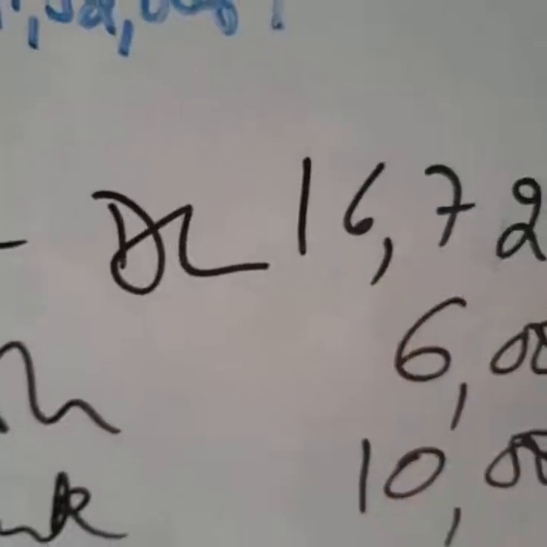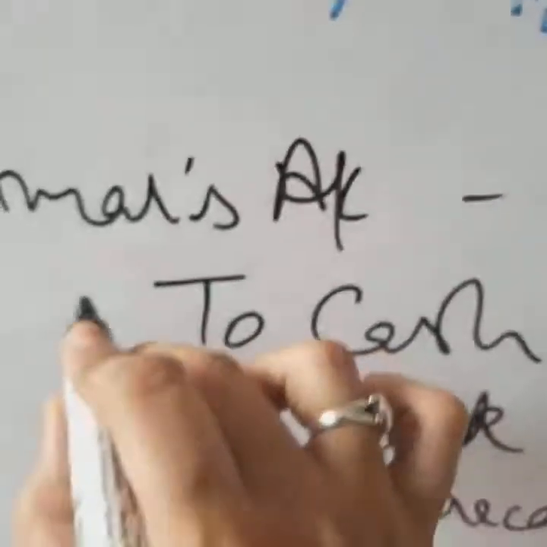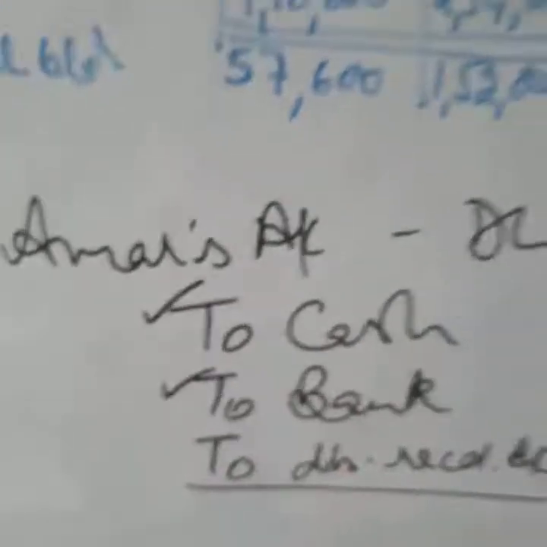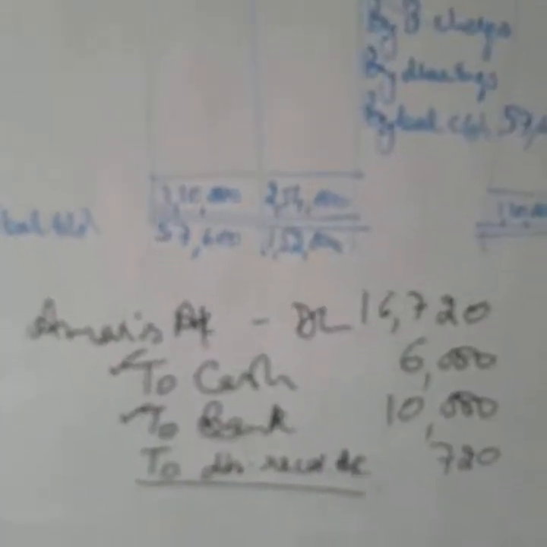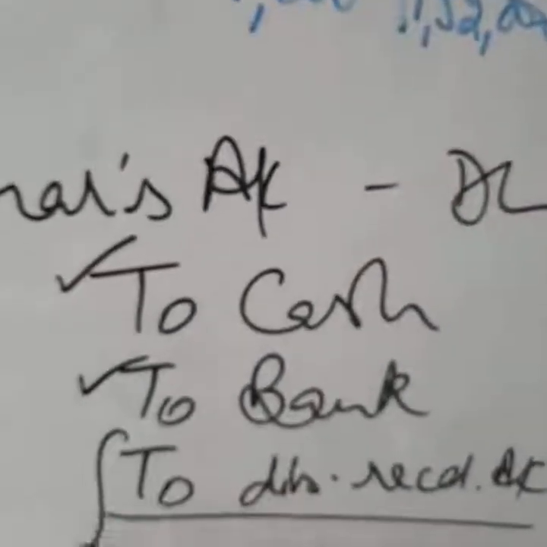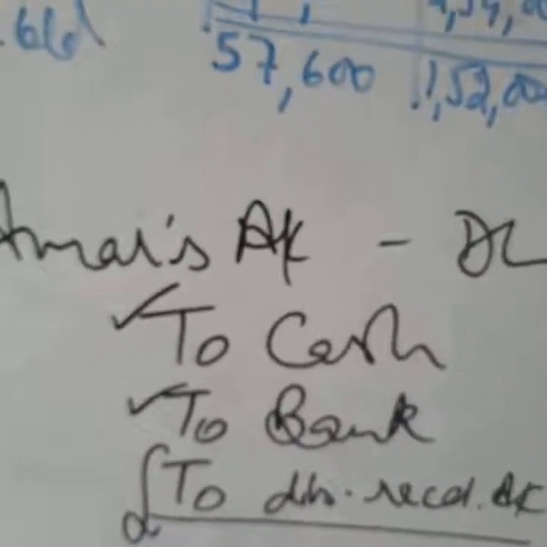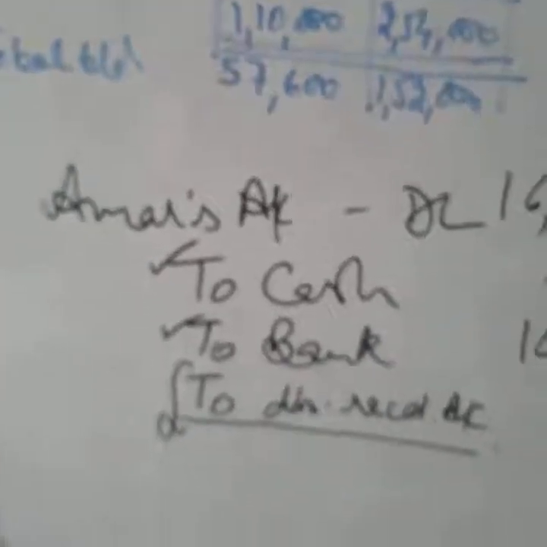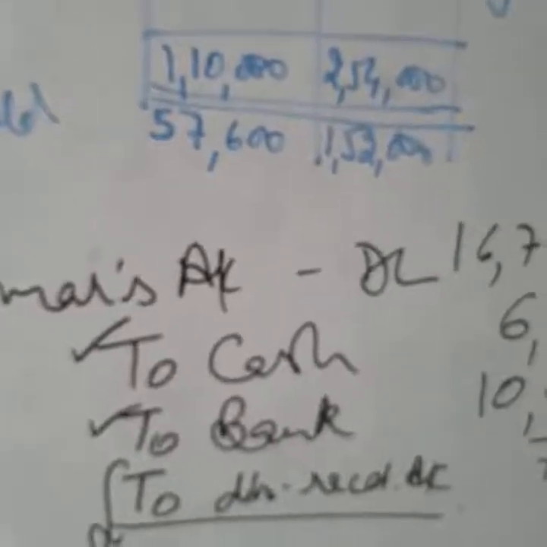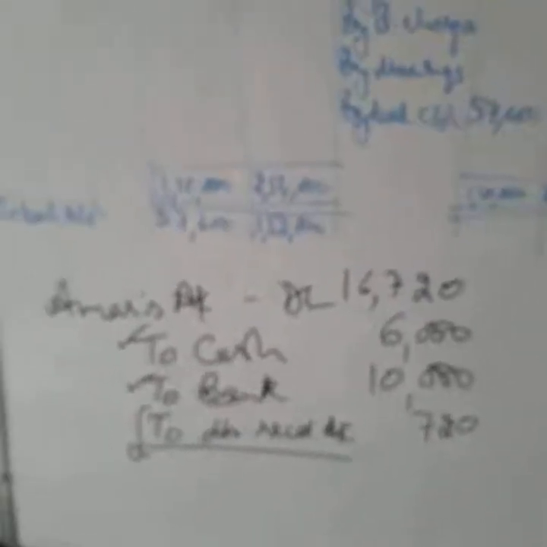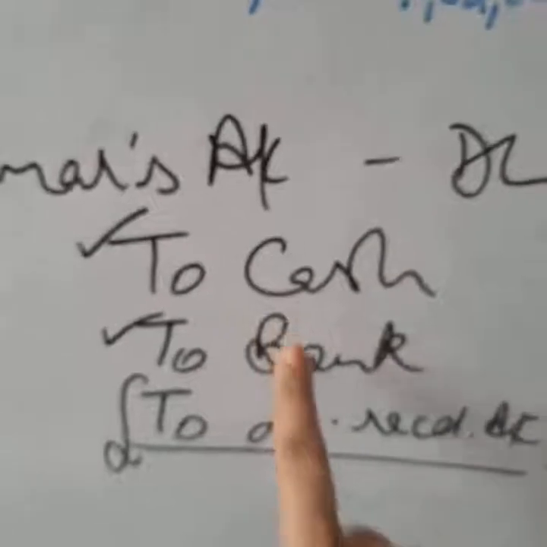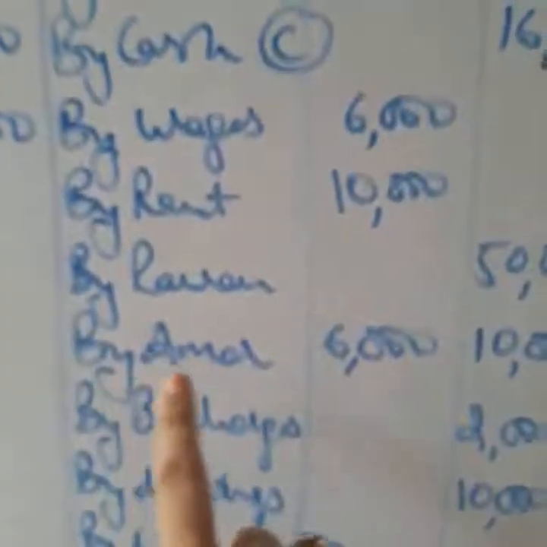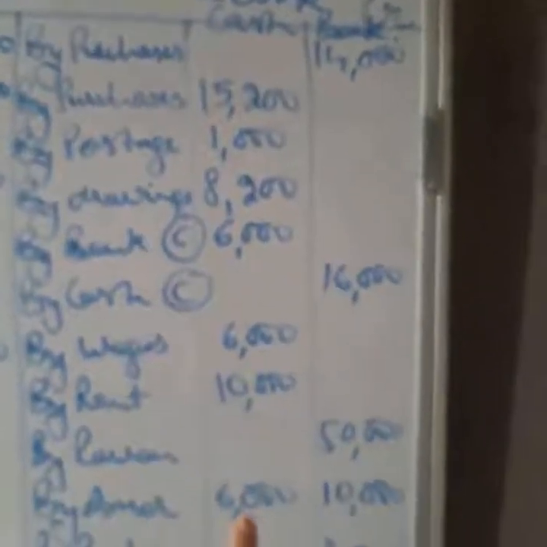That means we owed to Amar 16,720. Students, amount for cash and bank will be recorded in double column cash book. But discount received will be left. So we'll pass an entry, that is Amar debit to discount received 720 in working notes. So the entry will become cash and bank both are being credited. So go to their credit side, write by Amar. Cash we will write 6,000, bank we will write 10,000.